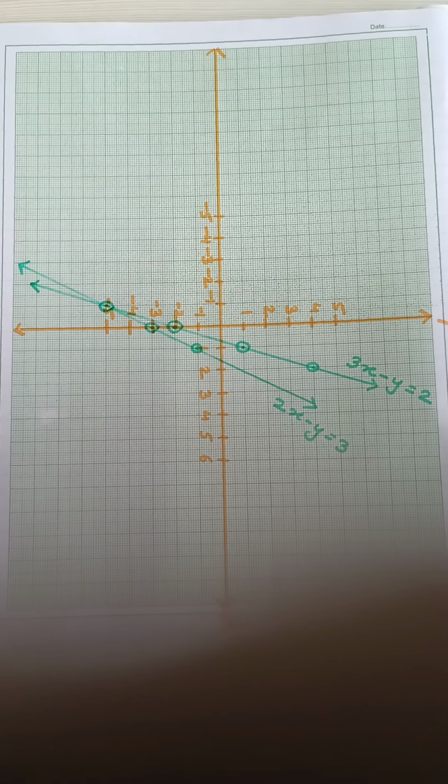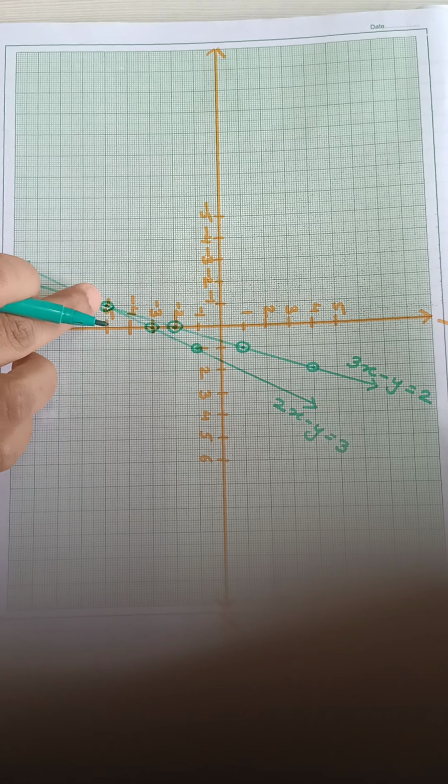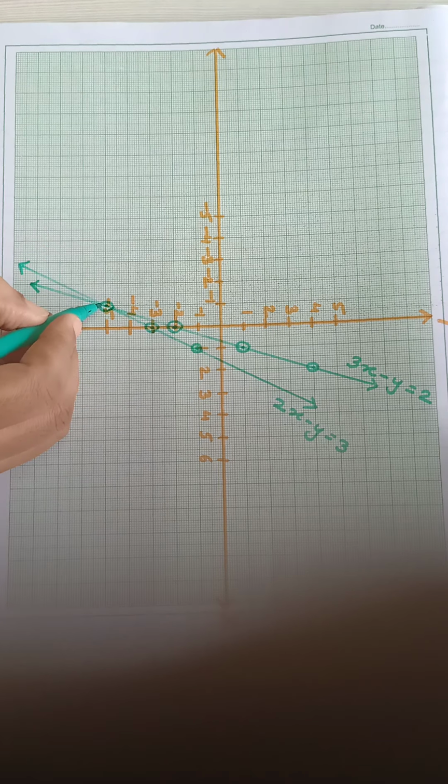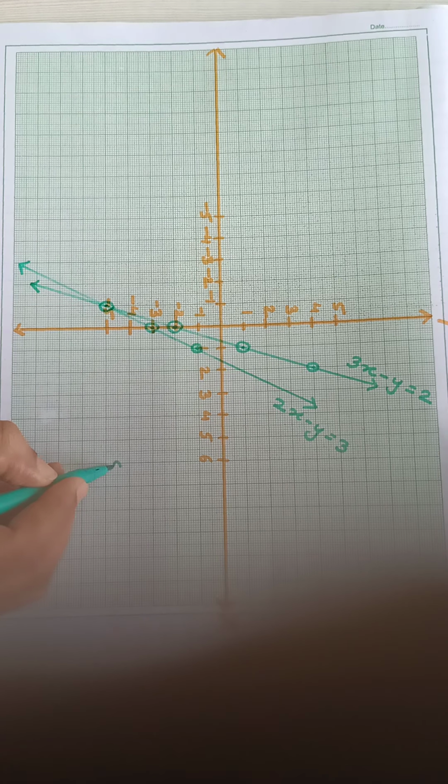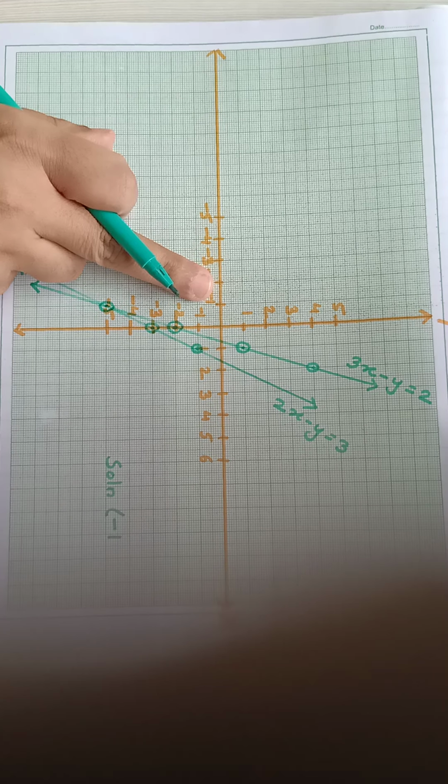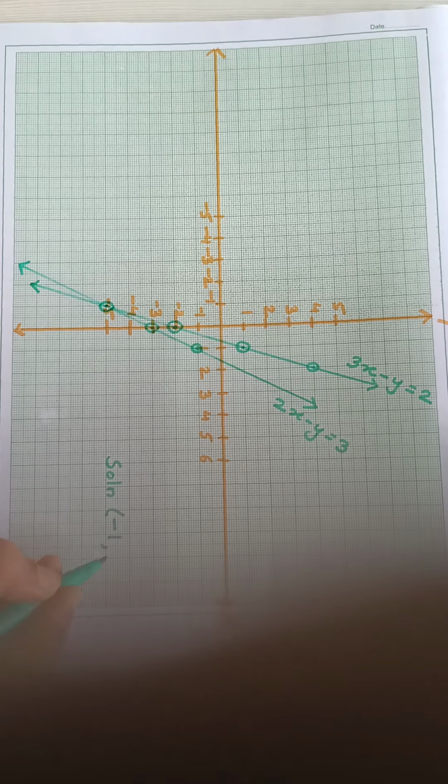Now if you observe carefully, children, they both are passing through the point minus 1, minus 5. So what is the solution? The solution is minus 1 on the x-axis and minus 5 on the y-axis. So this is the solution, minus 1, minus 5. So graphically you got the solution as minus 1, minus 5.